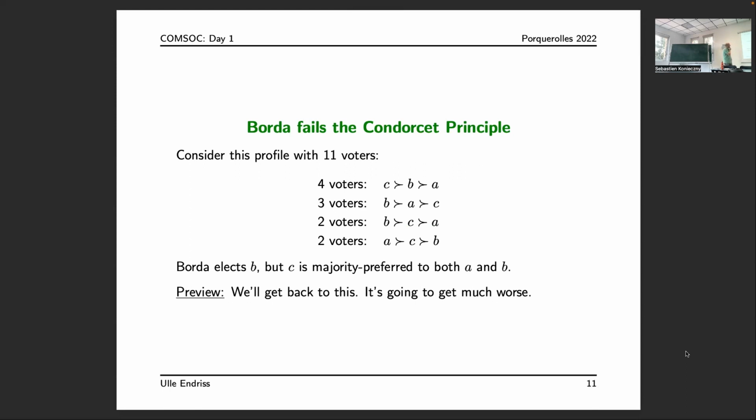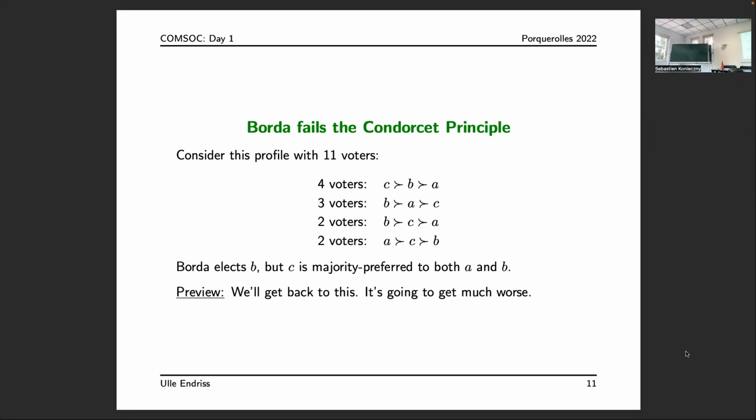The Borda rule elects B, it says. Let's just check whether that's true. So we get 2 points if we're here, 1 point if we're here, 0 points if we're here. So we just have to add them up. So 4 plus 6 is 10, plus 4 is 14, plus 0. So it's 14 for B.